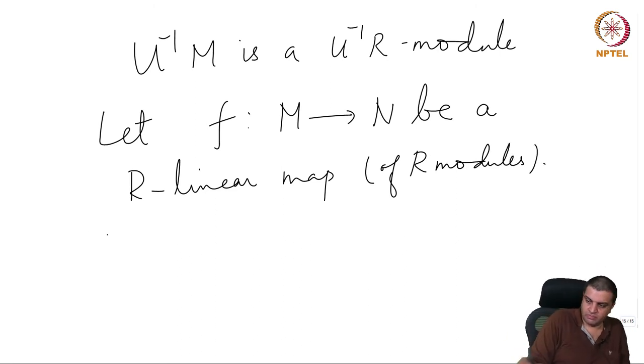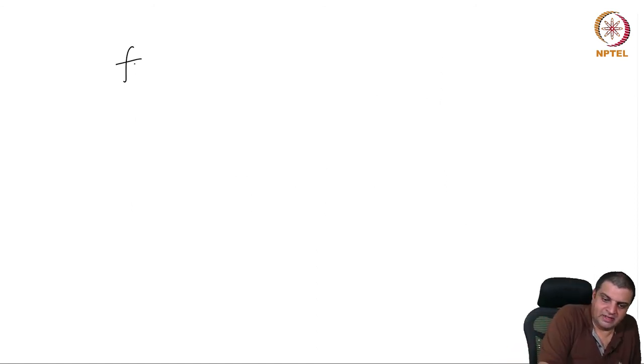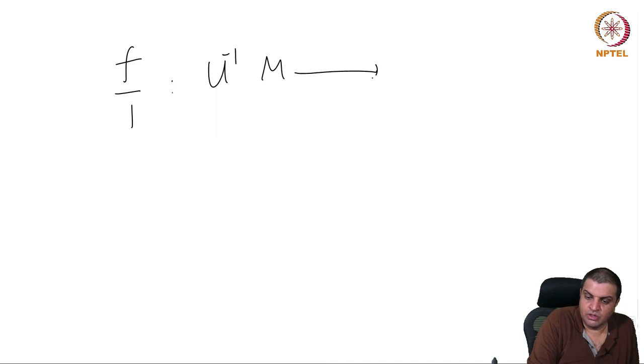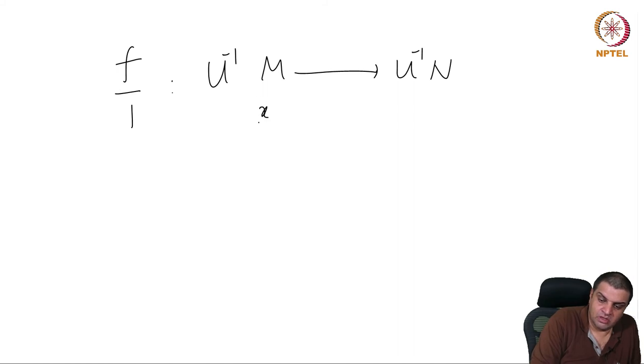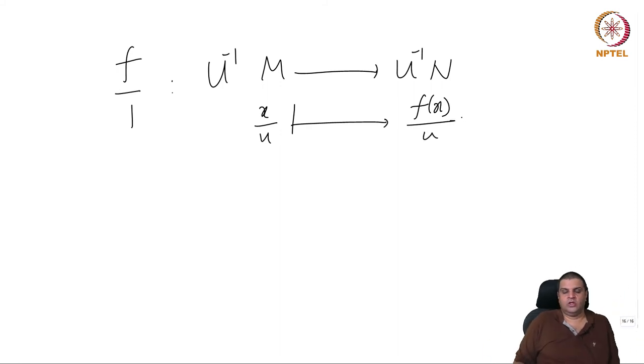Okay, this gives a U inverse R linear map, which we will define like a fraction f over 1, from U inverse M to U inverse N. What is the map? Here are elements of the form x over u, and this gets mapped to f of x over the same u. Okay, so this is U inverse R linear, and so any such f gives such a map.